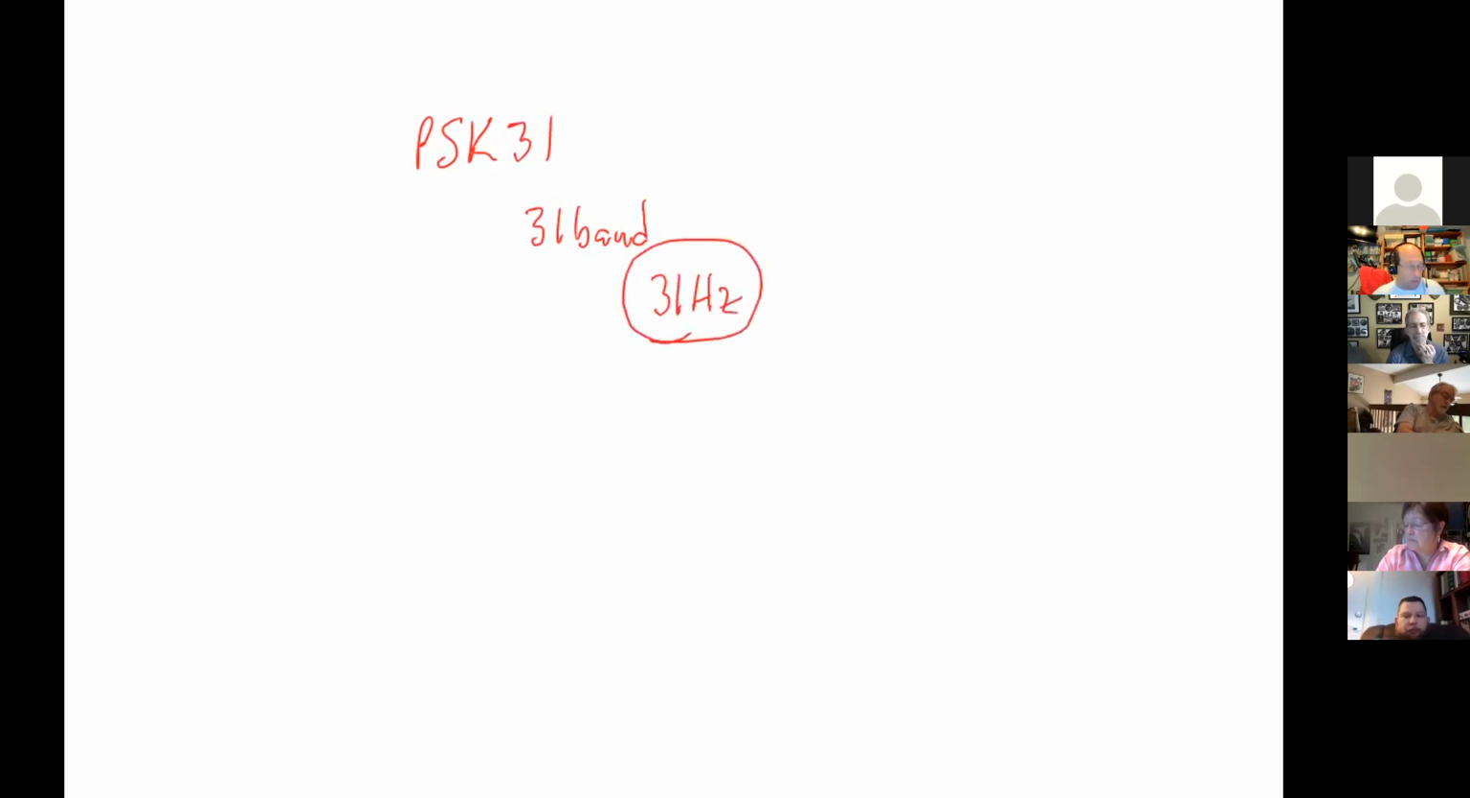The nice thing about it is that it typically does not take up very much bandwidth. A mode called PSK31 transmits at about 31 baud, which is 31 bits per second. And it has a bandwidth of about 31 hertz, which is really, really narrow. Takes up almost no room.